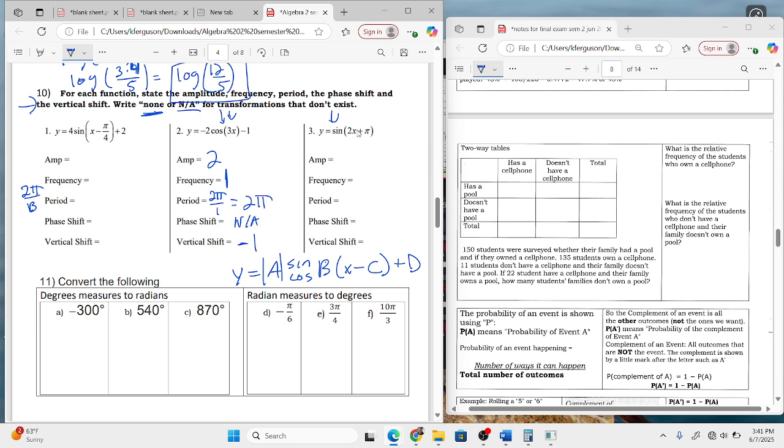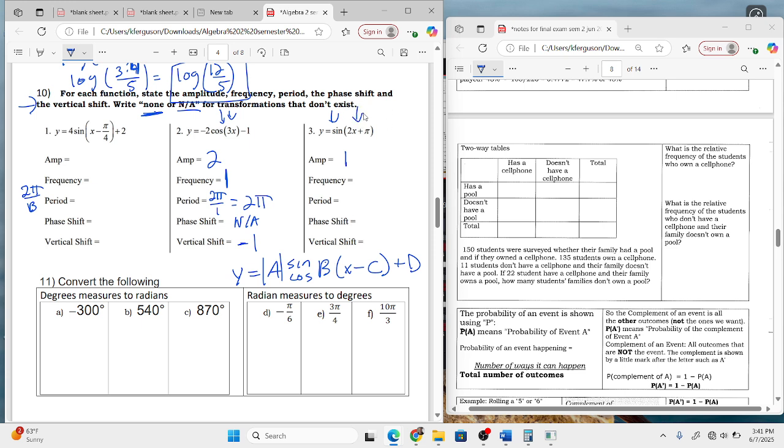So next, what do I got? What's the amplitude? There's no number there, so it's 1. Frequency. Now this one is a little tricky. I'm going to just tell you ahead of time that you're probably not going to see one of these on the final, but I want to explain it anyway. The thing is, if you look at this, see the B, the frequency, is on the outside of the parentheses.